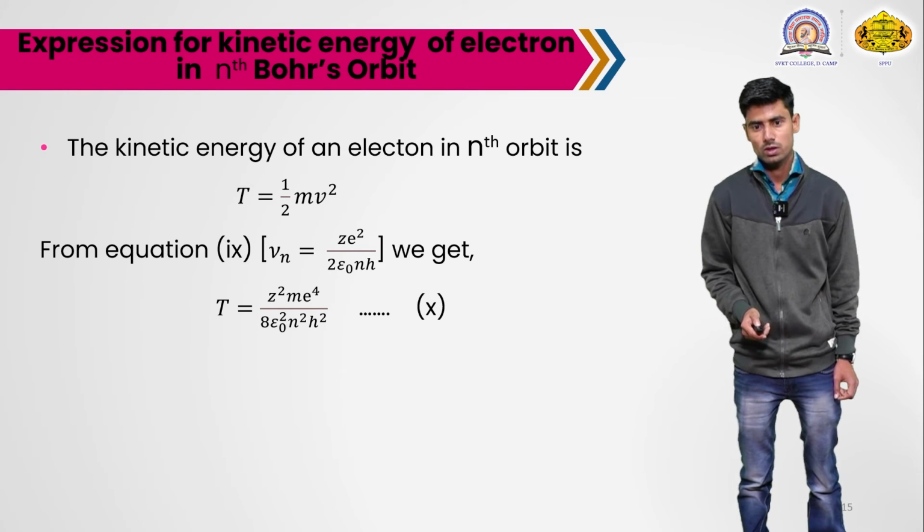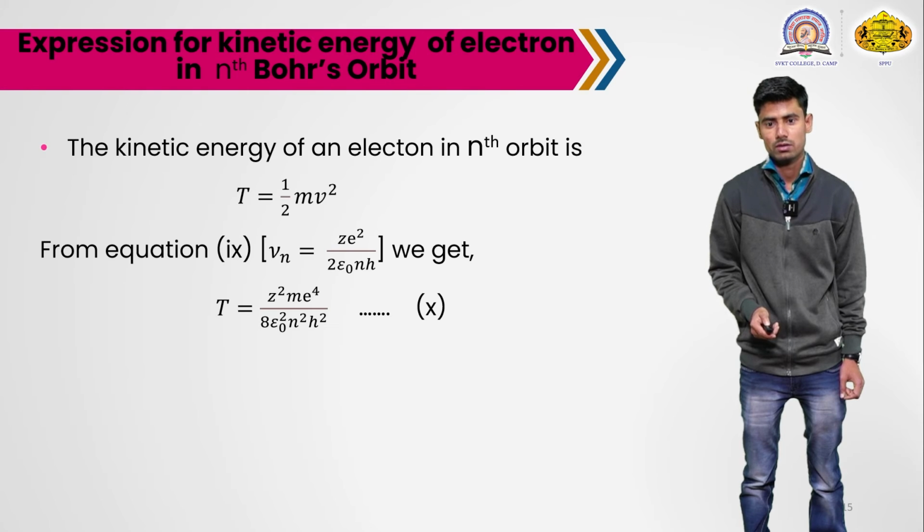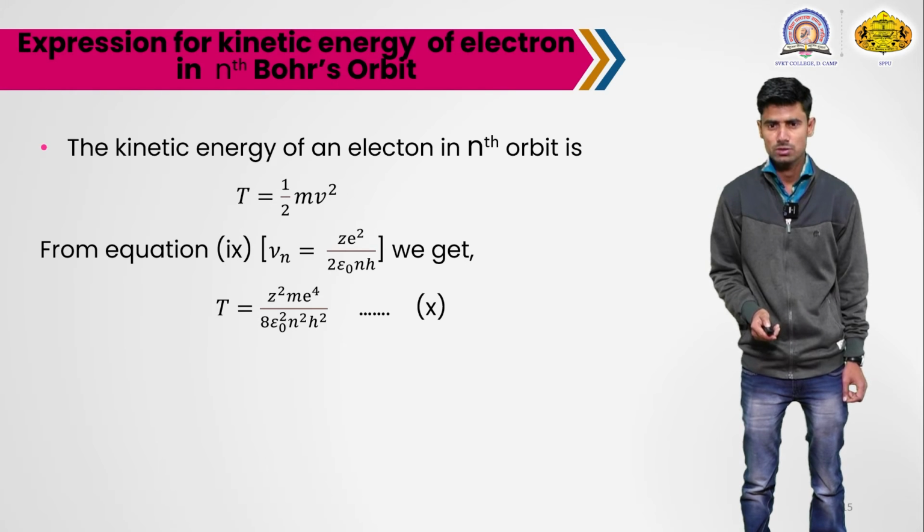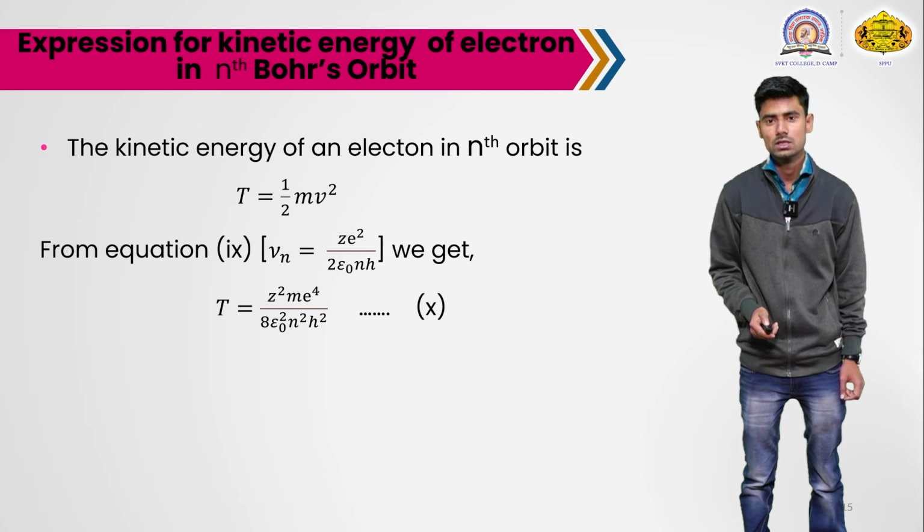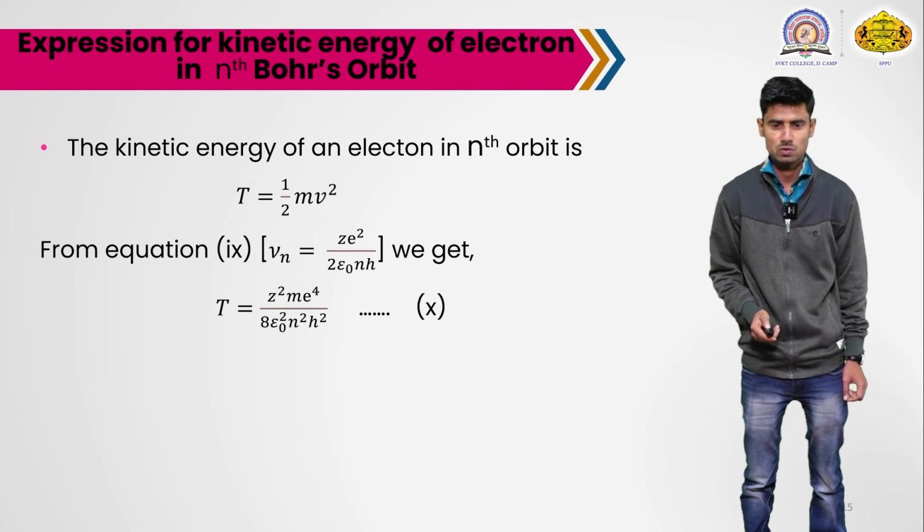So T equals 1/2 mv square, and from equation 9 we have already derived the formula for the velocity of the electron in the nth Bohr orbit, which is Ze square upon 2 epsilon naught nh. Now by substituting these values in the formula for kinetic energy, I will get the kinetic energy of the electron in the nth Bohr's orbit as T equals Z square me power 4 divided by 8 epsilon 0 square n square h square, as equation number 10.